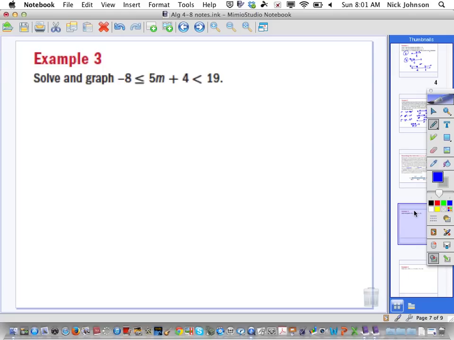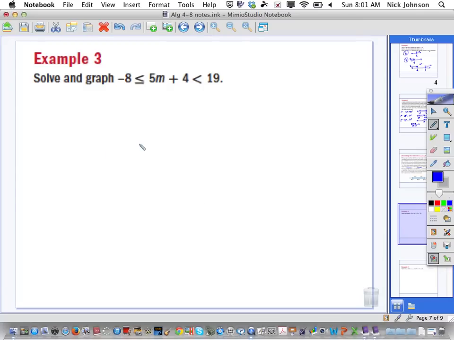Let's look at example 3. Let's solve some of these. What you have to do when you see a problem like this is break it up into two problems. Example 3 says, solve and graph: negative 8 is less than or equal to 5m plus 4, which is less than 19. So I want you to watch.